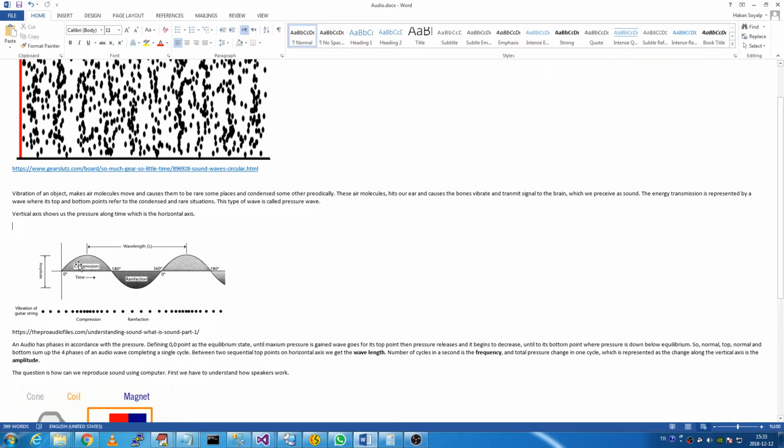When it is compressed, we represent it as the top point of the wave, where it's the maximum energy, the maximum point. And the rarefaction, where the molecules are the most rared, is the bottom point. And here we have normal state, top, normal again, and bottom. Here are 4 phases of the wave.